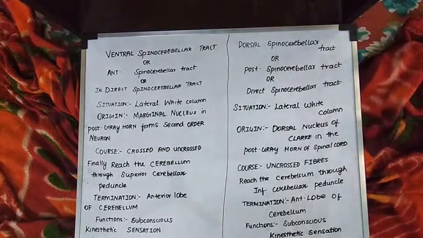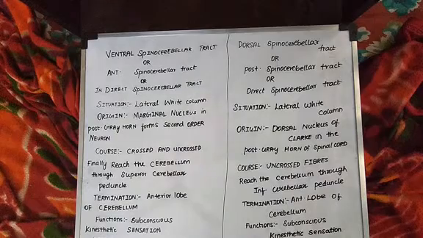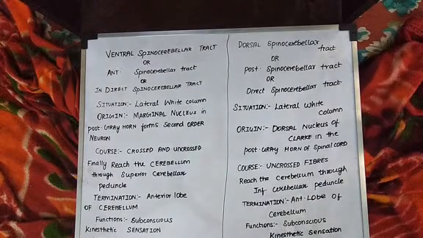So we also know that ventral is also known as anterior. So we know the front side is also known as anterior and ventral. Here we talked about the ventral spinocerebellar tract, which is also known as the anterior spinocerebellar tract, and it is also known as the indirect spinocerebellar tract. I'll say why it is called the indirect spinocerebellar tract later. But now let us start.